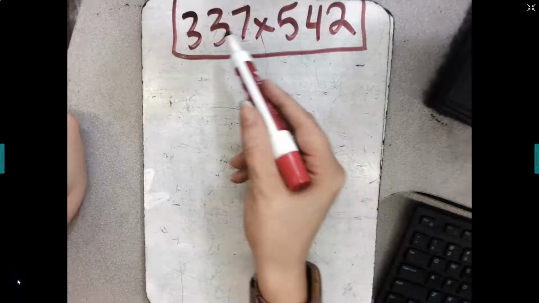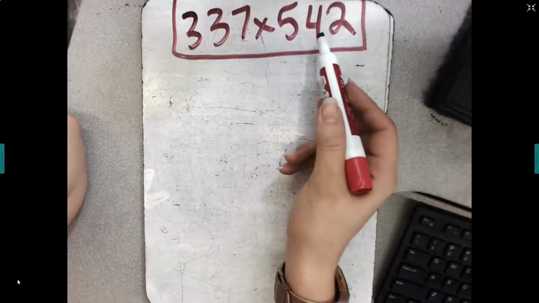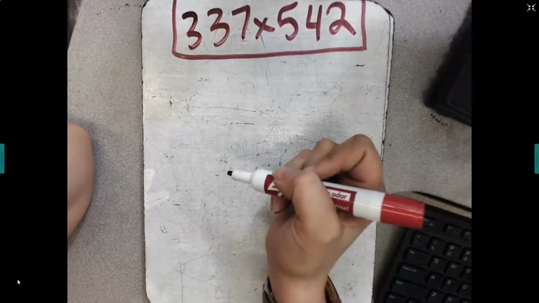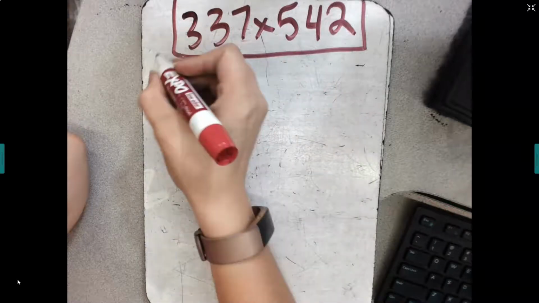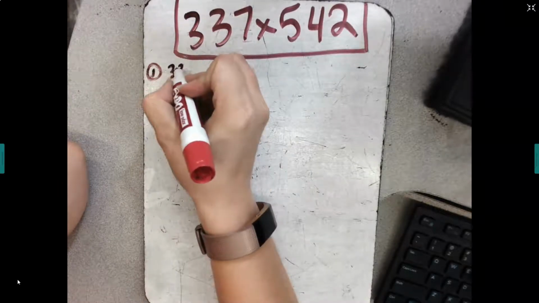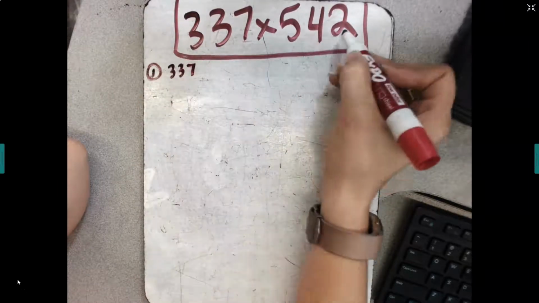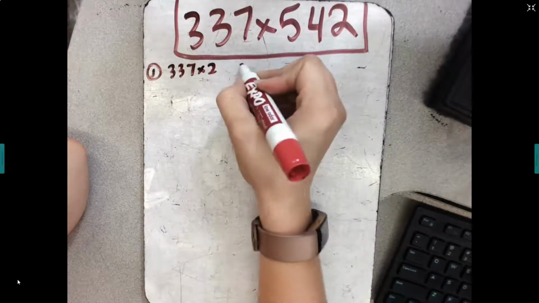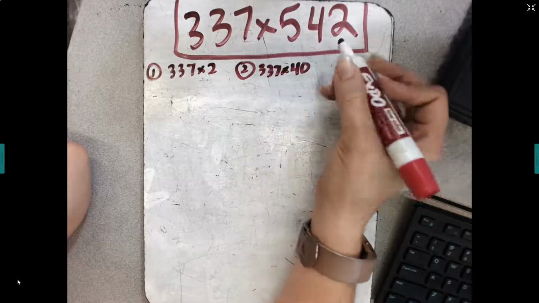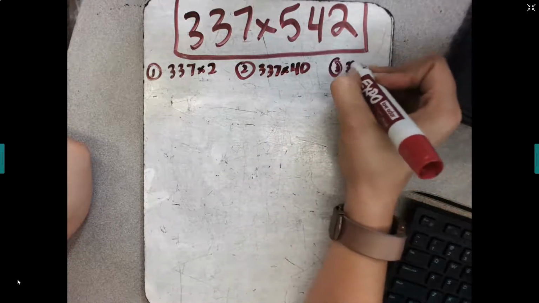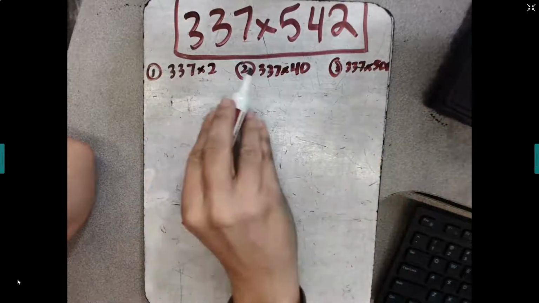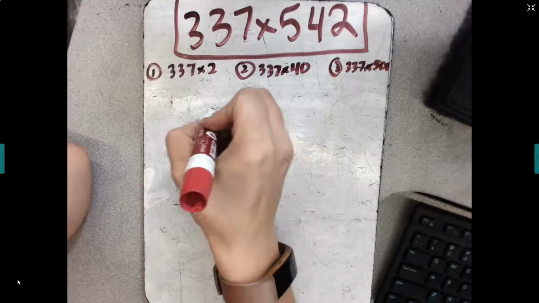So I'm doing 3-digit by 3-digit multiplication using the standard partial product strategy. All right, in the partial product strategy video for 3 by 2-digit, we talked about how we're doing 3 partial products here. The first one, we're going to do 337 times 2. Then we'll do 337 times 40. Okay, and then we're going to be doing 337 times 500. All right, so these are the 3 steps that we're going to go through when we do this problem.